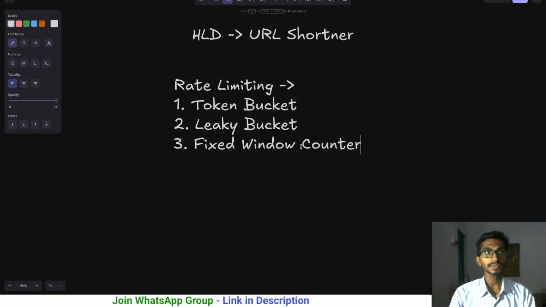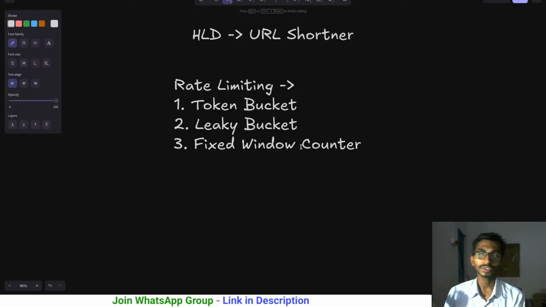What it does is it simply divides the time into intervals, fixed windows. Those can be windows of seconds, or windows of minutes as well. Suppose you have divided the time into minutes, and now in 1 minute there can be a fixed number of requests that can come. If there are more requests, it will not allow them. So this is how it goes.